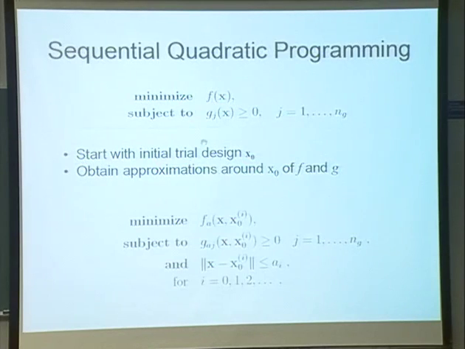So the formulation is basically the same as well, and the method is also, you start with a trial design x0, and you approximate the expensive functions around that point, and then you optimize from the approximations. So if you look at the formulations, you have the objective function, your constraints, and again some move limits.